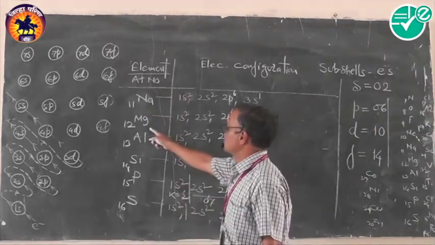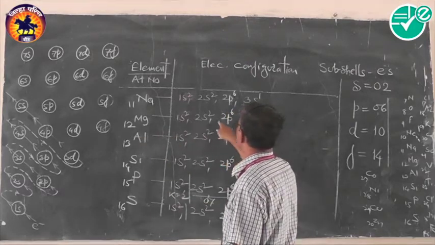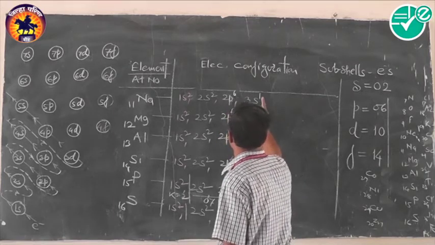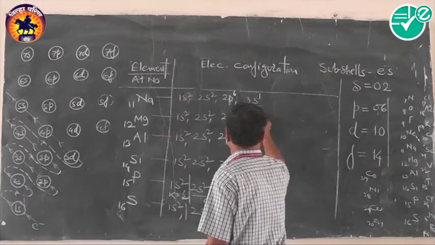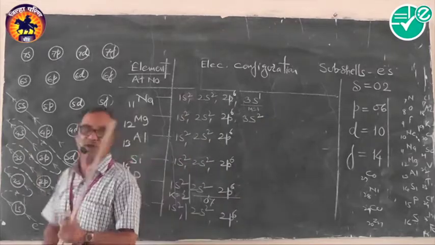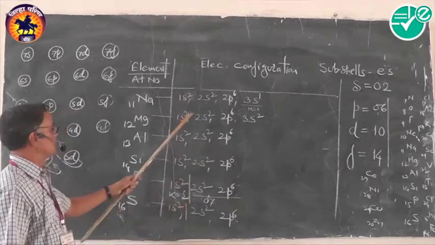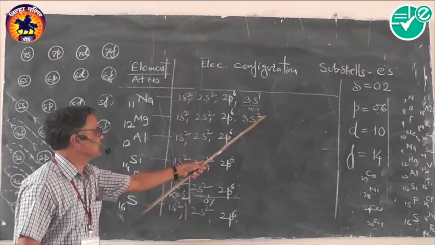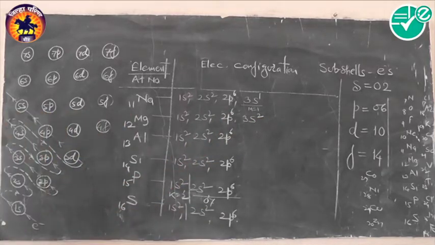Now the 12th element, that is magnesium. Again 1s2, 2s2, 2p6. The s subshell has a capacity to accommodate one more electron. Hence the electronic configuration of magnesium becomes 1s2, 2s2, 2p6, 3s2. 2 plus 2, 4, 4 plus 2, 6, 6 plus 6, 12. 12 is the atomic number of magnesium.